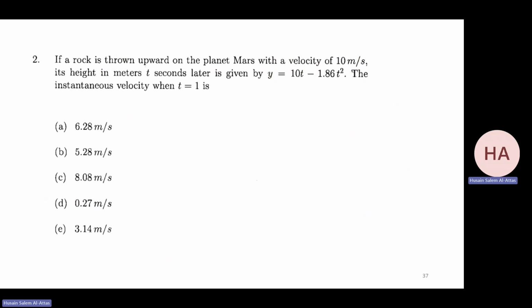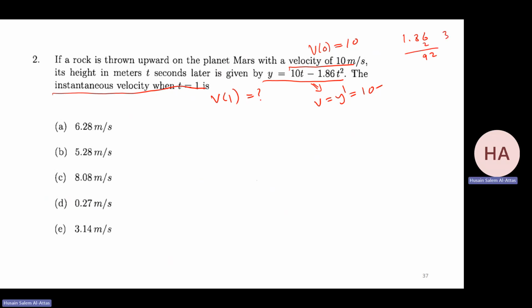Same idea. If a rock is thrown upward, with initial velocity v0 of 10, the height is given by this function. Instantaneous velocity means what? I need to find v at t equals 1. You can find the derivative, v equals y prime, which is 10 minus 1.86 times 2 times t. Calculating, that will be 6.28, which is the answer.